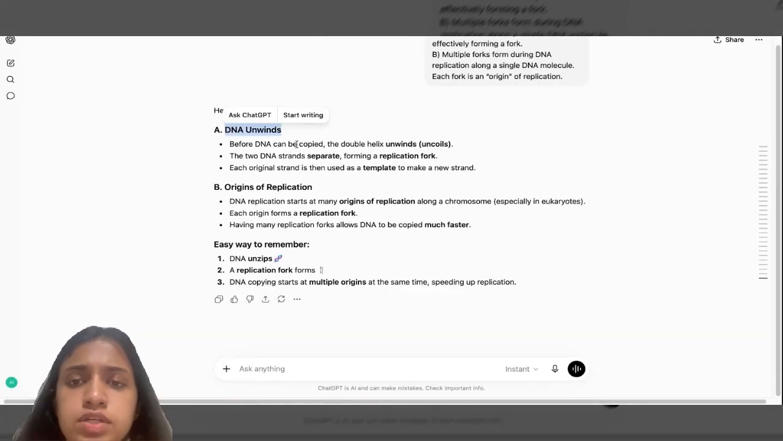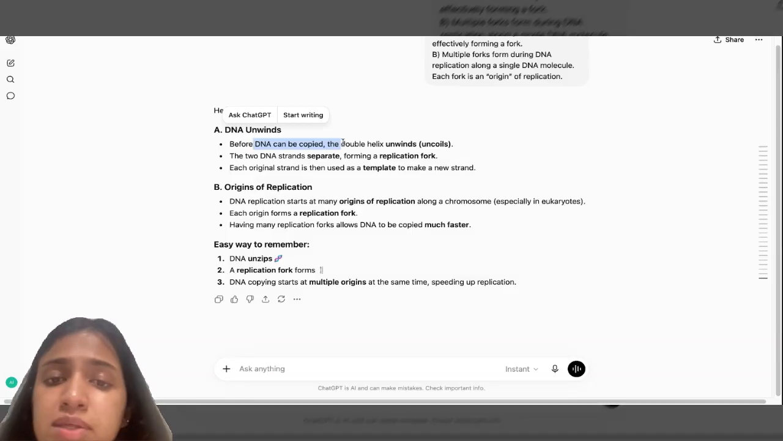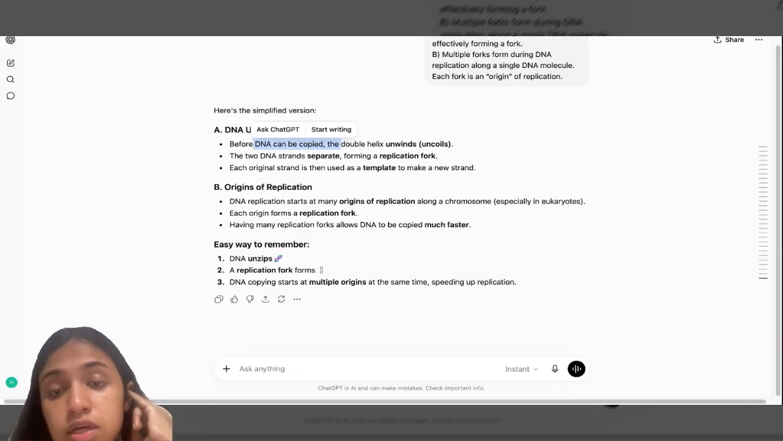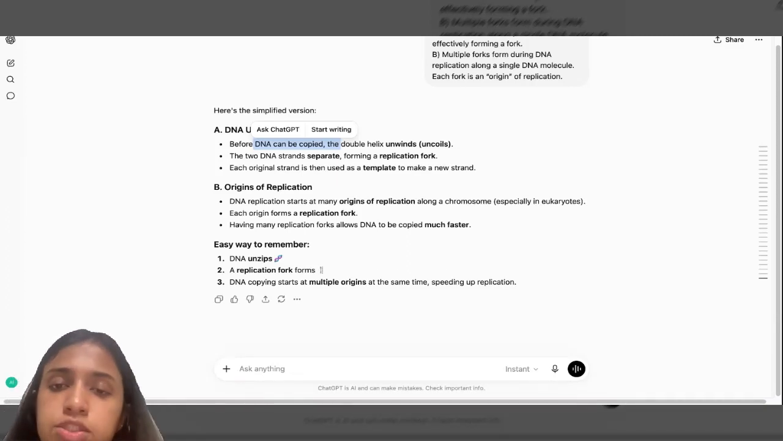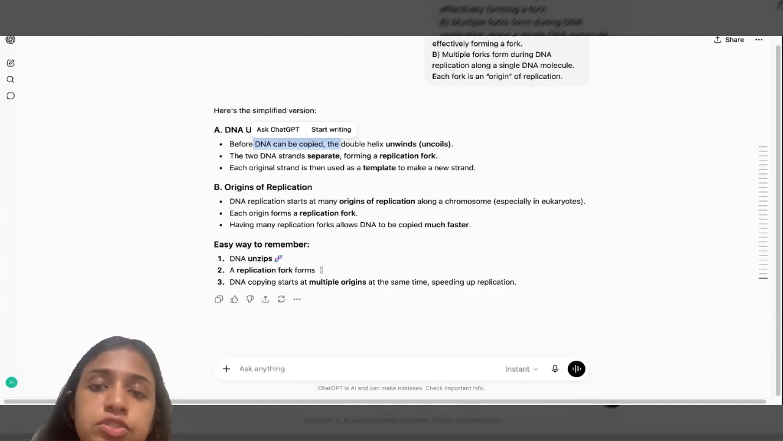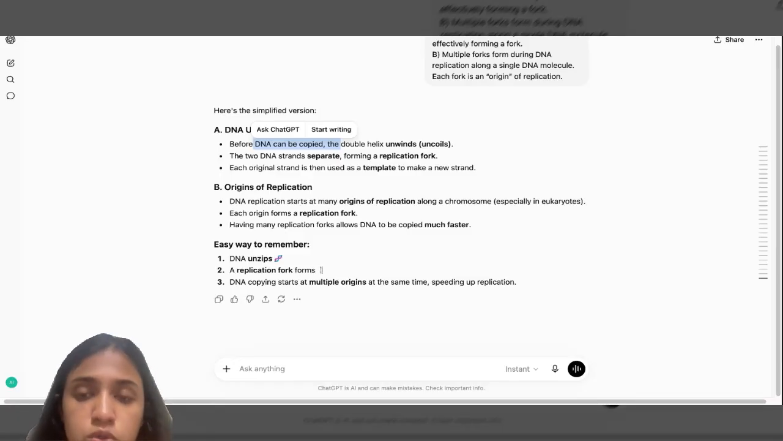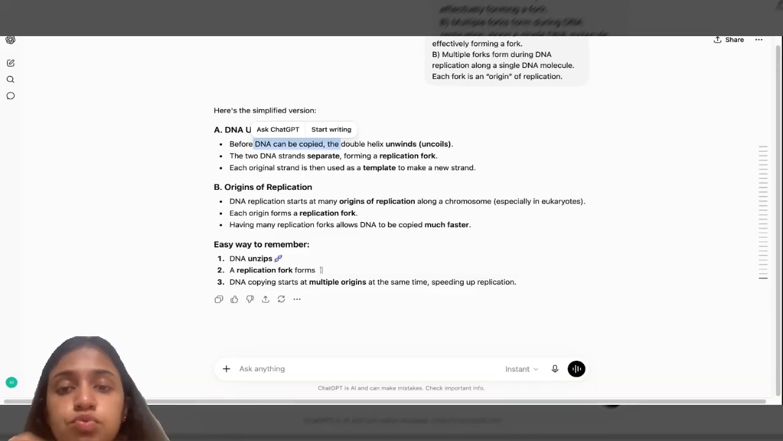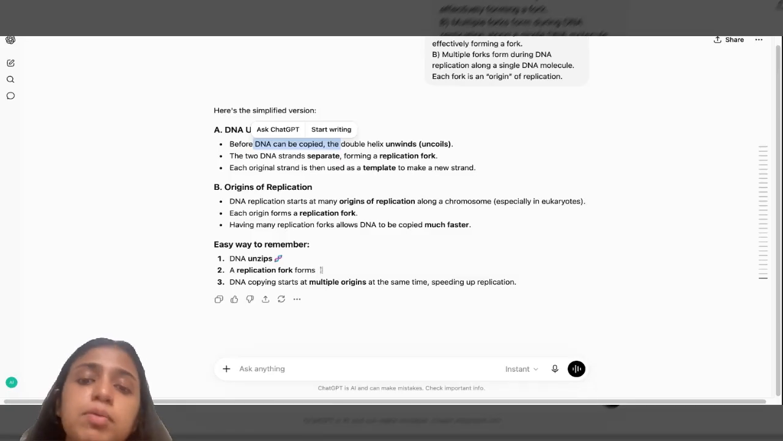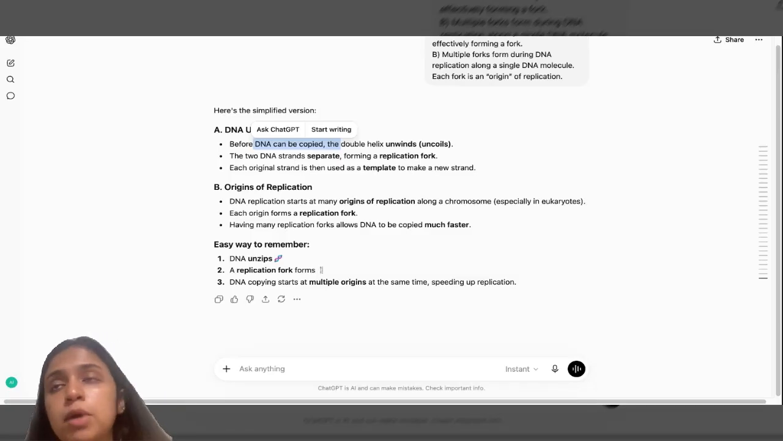So you have the DNA unwinding. Before DNA can be copied, the double helix needs to unwind. The two DNA strands separate, forming a replication fork. So first unwind, form replication fork. Then each original strand is used as a template to make a new strand. DNA replication starts at many origins of replication along the chromosome, especially in eukaryotes. Each origin of replication forms a replication fork. Having many replication forks allows the DNA to be copied much faster.